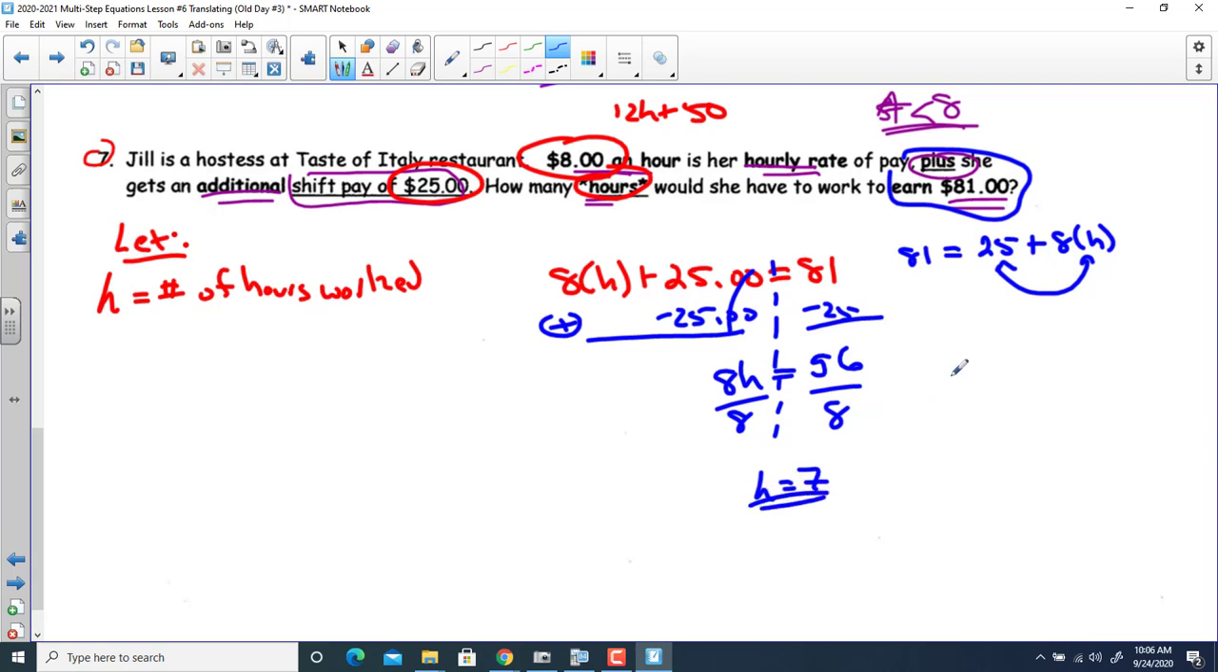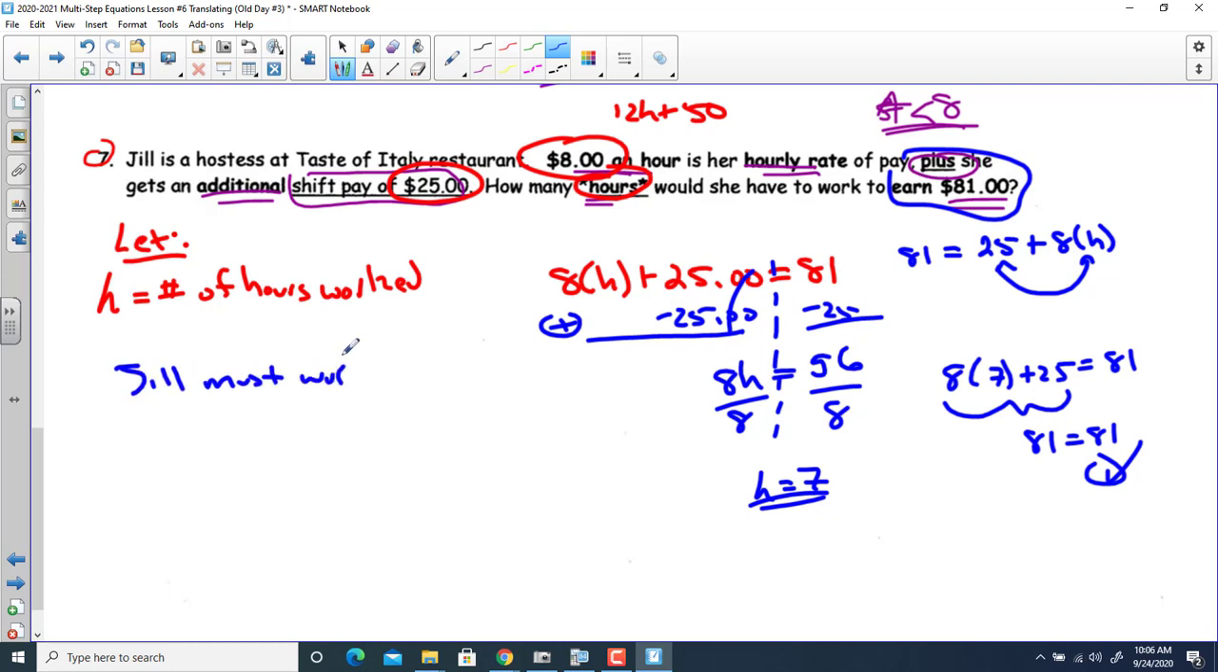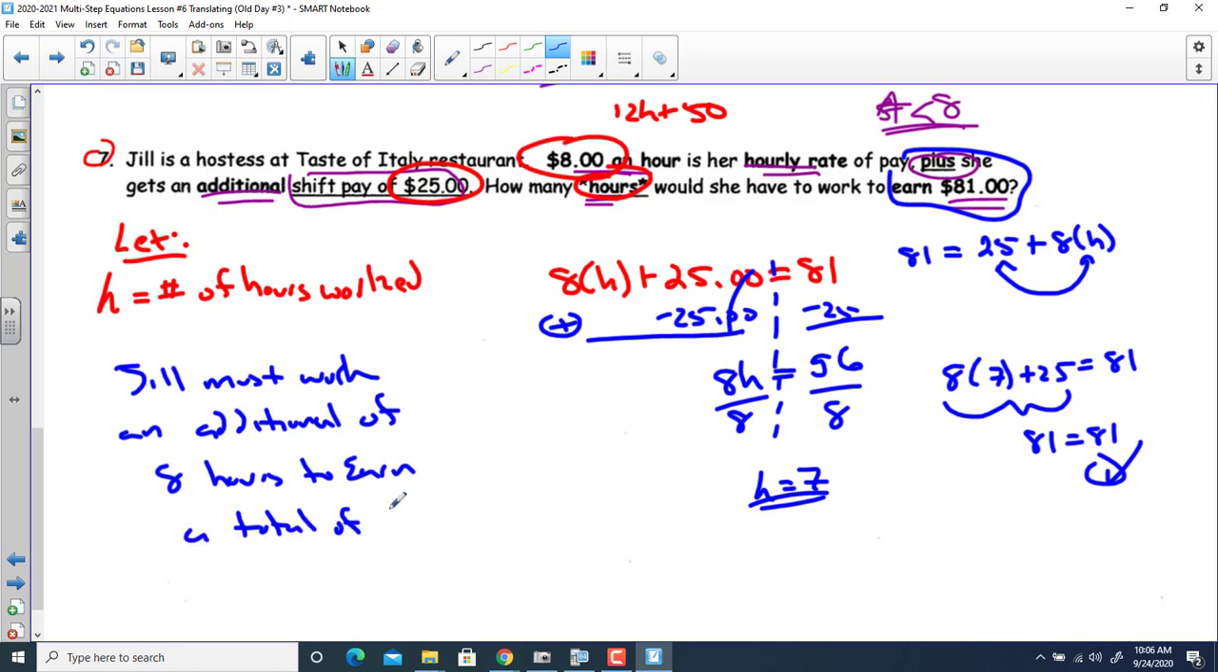And you can check your work. 8 times 7 increased by 25. Does that equal 81? Type this into your calculator. Hopefully your calculator spits out 81. And you know you got it right. And then we should actually write a concluding statement. Jill must work an additional, or a total of 8 hours to earn a total of $81.